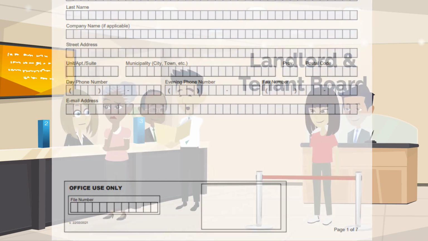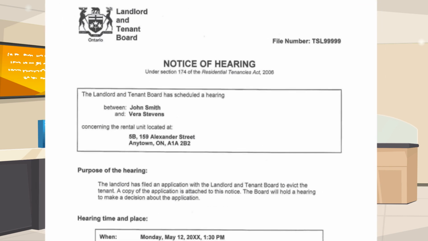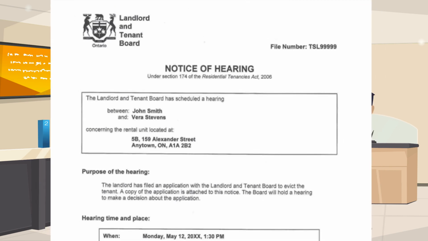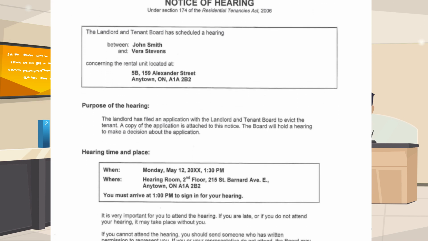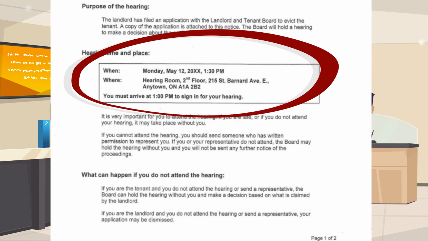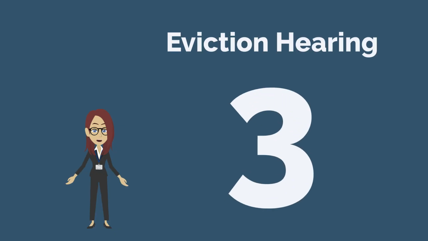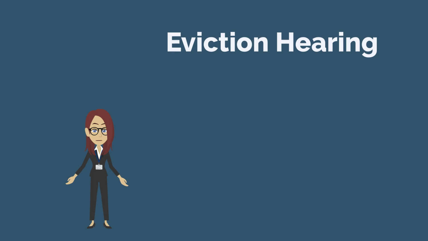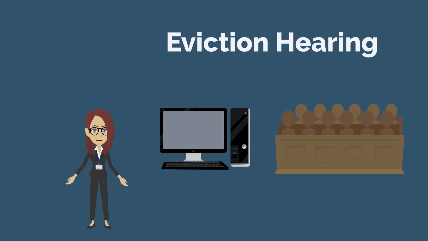If your client has received an application to evict, they should have also received a notice of hearing. This notice will tell them the date and time of their eviction hearing. The eviction hearing is also step 3 in the eviction process. While the hearings happen with the Landlord and Tenant Board, these can be done either virtually or in person.